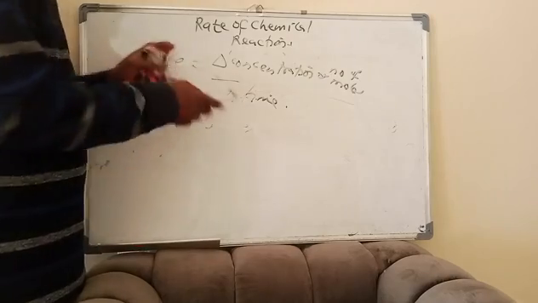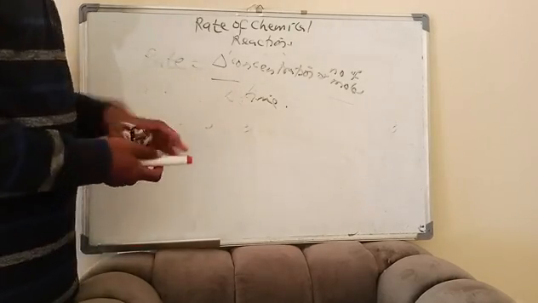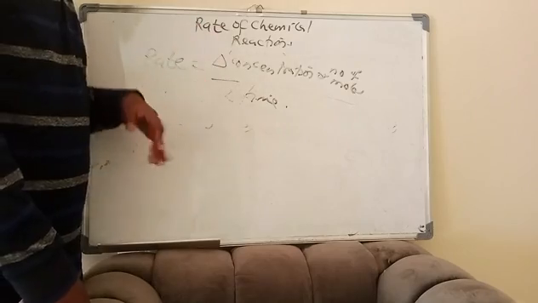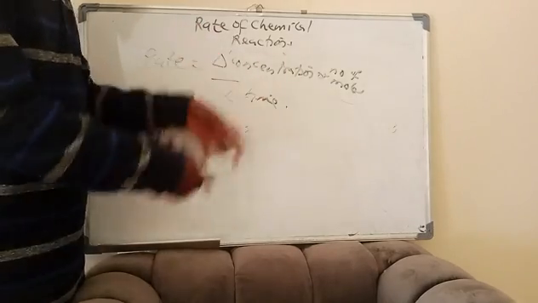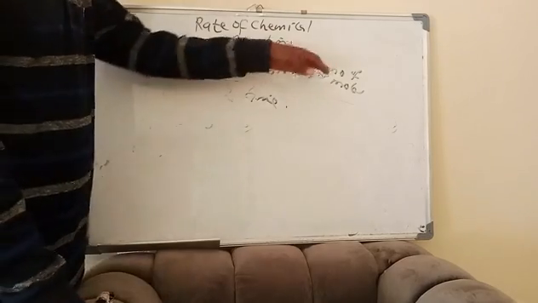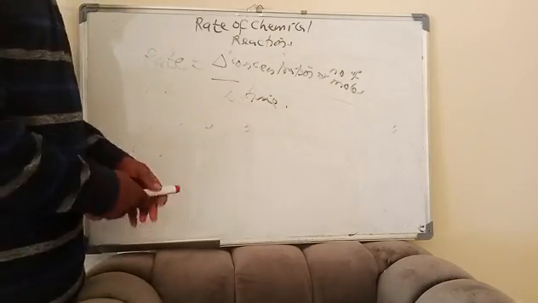So this is the rate of reaction. Mathematically, it could be expressed in terms of the change in concentration over change in time, or change in number of moles over change in time. So that is rate of reaction.